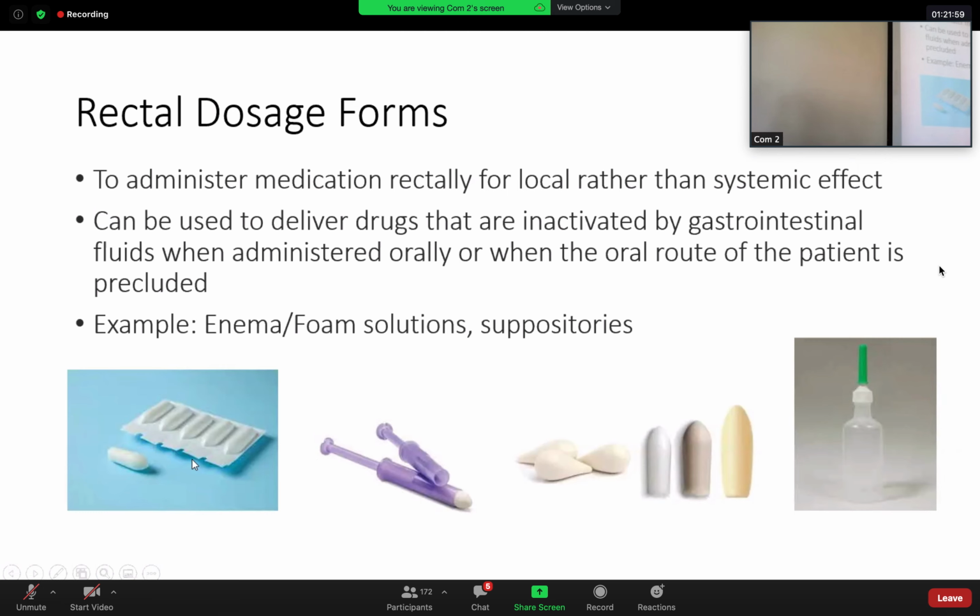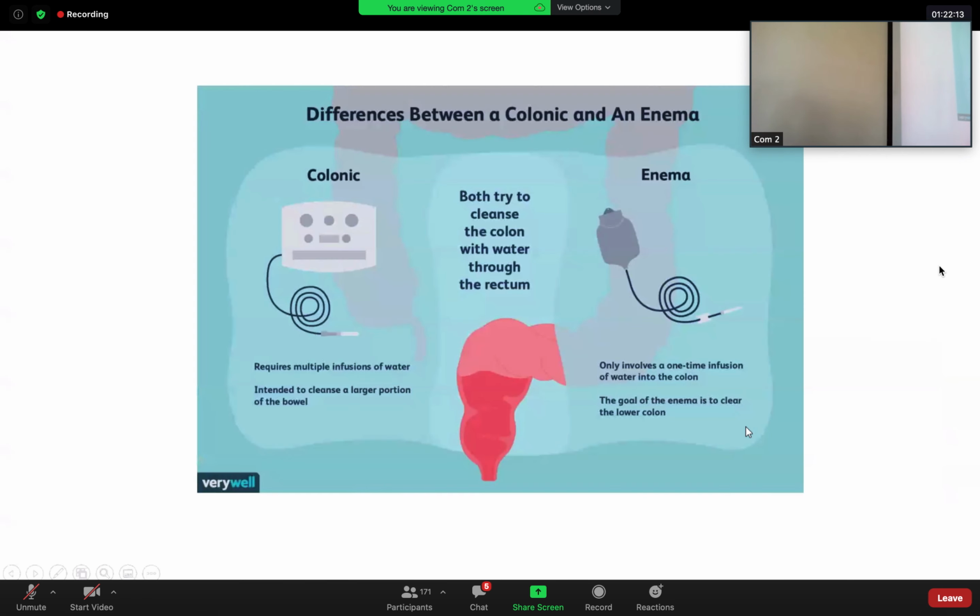And here are the different types, different sizes, and different shapes of suppositories. Those are suppositories, and this is an example of an enema. The enema, by the way, there are multiple types of enemas. Some of them are called retention enemas.